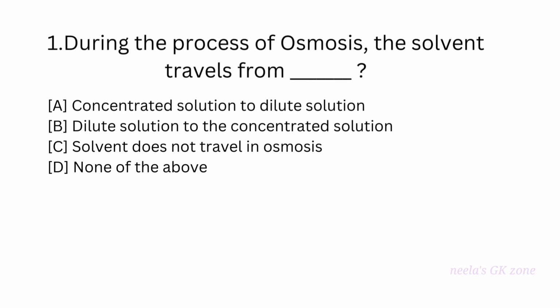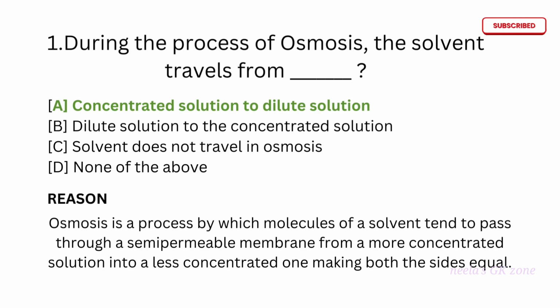During the process of osmosis, the solvent travels from concentrated solution to dilute solution, dilute to concentrated solution, solvent doesn't travel in osmosis, none of the above. And let's see the answer. Concentrated to dilute solution, and the reason is osmosis is a process by which molecules of a solvent tend to pass through a semi-permeable membrane from a more concentrated solution into less concentrated one, making both the sides equal.